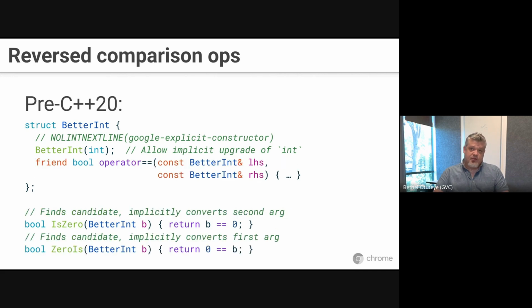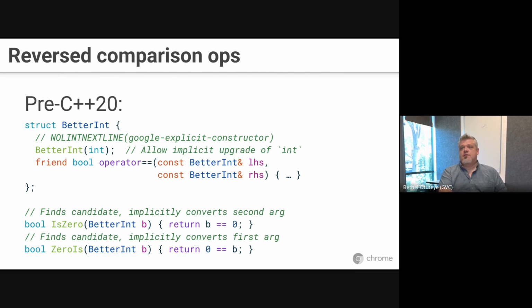So to fix this, often the route that people encourage you to go, again, this is in the pre-C++ 20 world, is to make the comparison op a non-member and have it take two args, both of your class type. And this will allow the compiler to do an implicit upgrade of the int on either side to a better int and then find this as a candidate free function. Now, you might be saying, wait a minute, I thought you just said make it a non-member, but you wrote it up in the class.